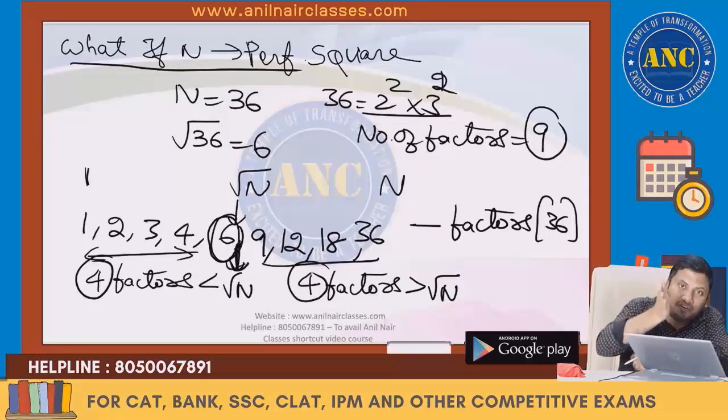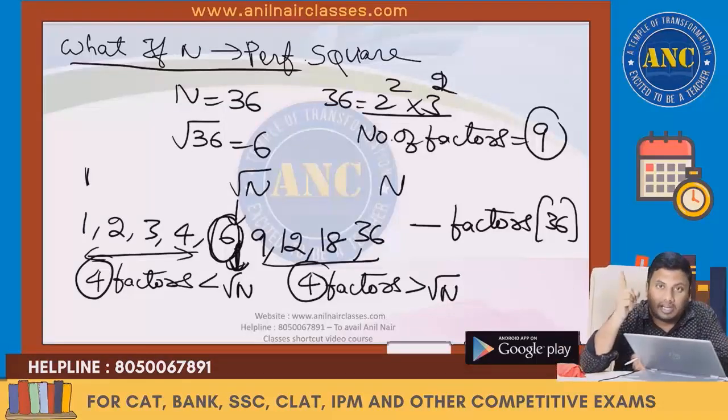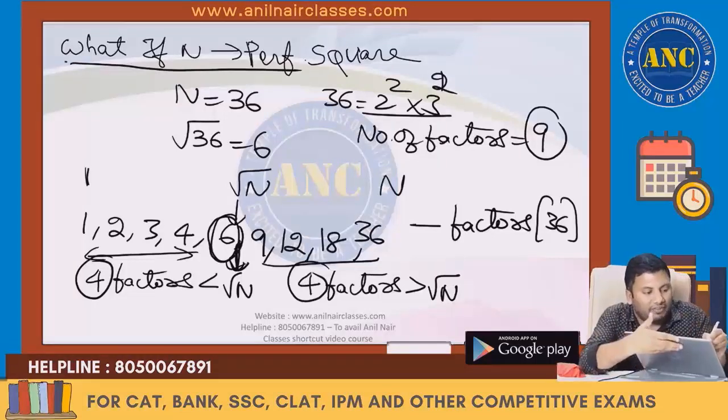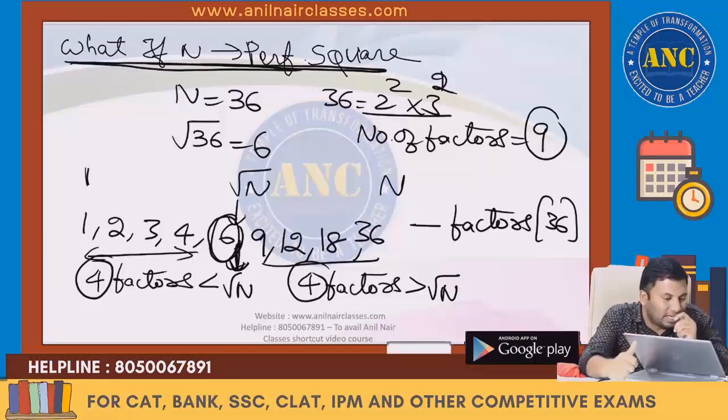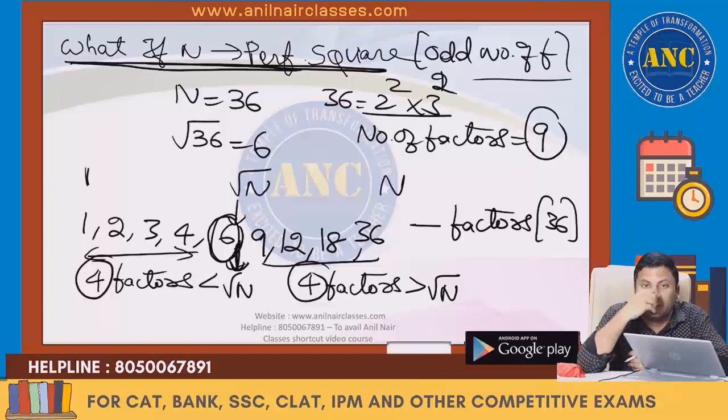So if there are x factors less than root n and x factors greater than root n, in a perfect square it is x less, x greater, middle value 1. So the answer will be 2x plus 1. That is the difference between n being a perfect square and a non-perfect square. A perfect square will always have an odd number of factors, so it cannot be x plus x, 2x. The answer should be an odd number, 2x plus 1: x less than, x greater than, and the middle value 1.